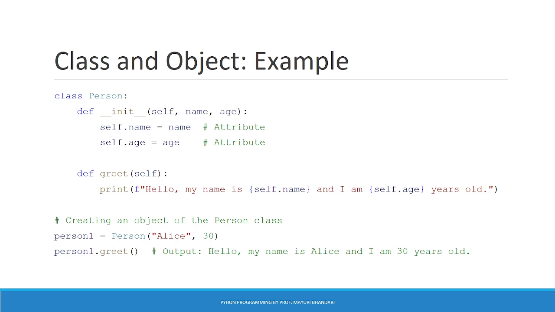So this init is a special method of the class. This is called a constructor. So in this class we have two methods. First is init, second is greet, right? So this init is nothing but the constructor.